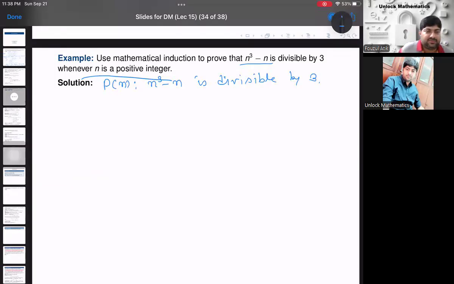n cube minus n is divisible by 3. So what is your base case? Your n is a positive integer, right? So the base case, the positive integer n starts from 1. So the base case should be P of 1.